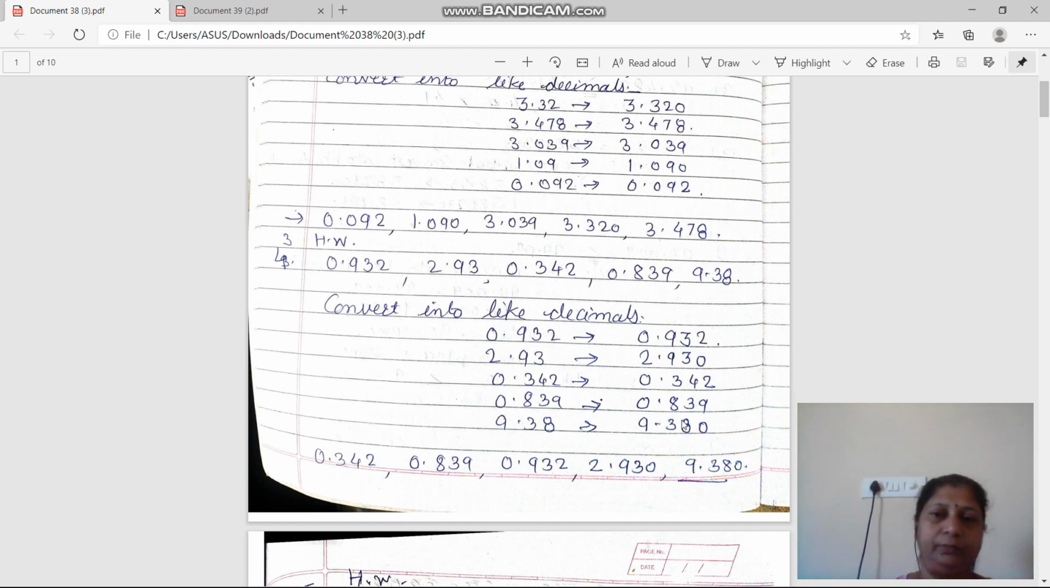Okay, so compare this, which is the smallest one. First of all we have to compare the whole numbers. So these 1, 2 and 3 are the smaller ones. Which is the smallest? 0.342. Okay, next 0.839, next 0.932, next 2.930, and last one 9.380. Understand?